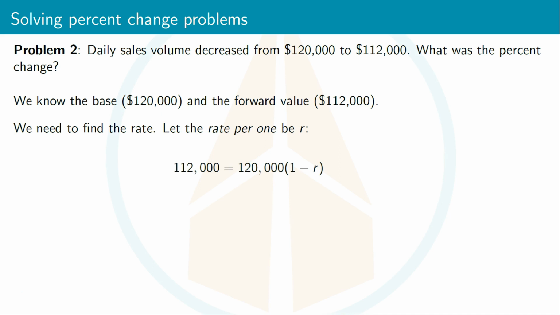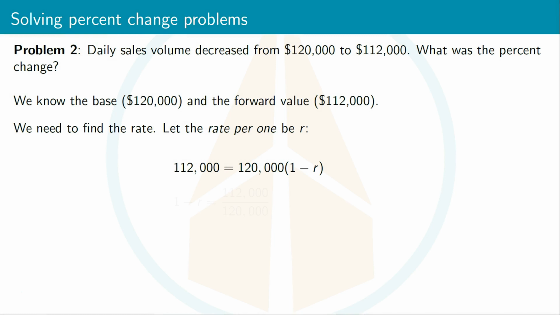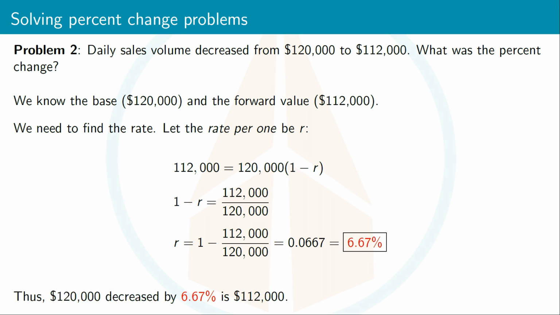We can build an equation which connects the base and the forward value. This is the equation for percent decrease. That's why we subtract the rate per one from 1. We can solve this equation, and we'll find that the rate per one is 0.0667. That's the rate per one, so we'll convert it to percent, and we'll find the answer. That is 6.67%. Therefore, $120,000 decreased by 6.67% is $112,000.